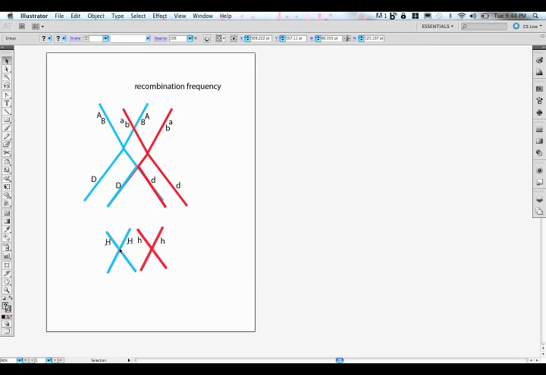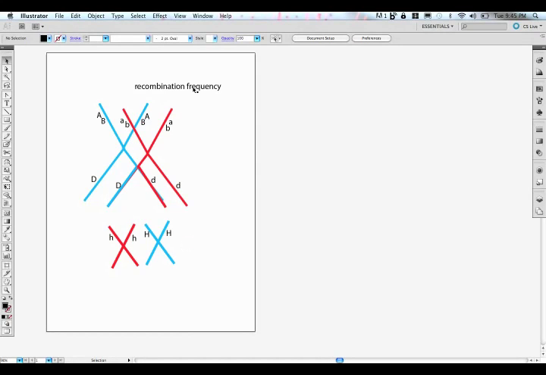But we know from independent assortment that there's no good reason that it has to line up like that. It could line up the opposite way. And now you can see our big letters segregate with the little h, and our little letters segregate with the big H. There's no reason that can't happen. So it's a 50-50 chance. So in metaphase 1, how they line up, how they independently assort, is 50-50.